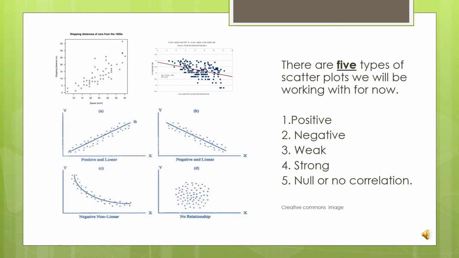This is an example of the 5 types of scatter plots that we're looking at. The top 2 are weak. If you look at the middle 2, they are fairly strong correlation. And the bottom have no correlation or are of the null set. Note that the left top 2 are positive and the right top 2 are negative.